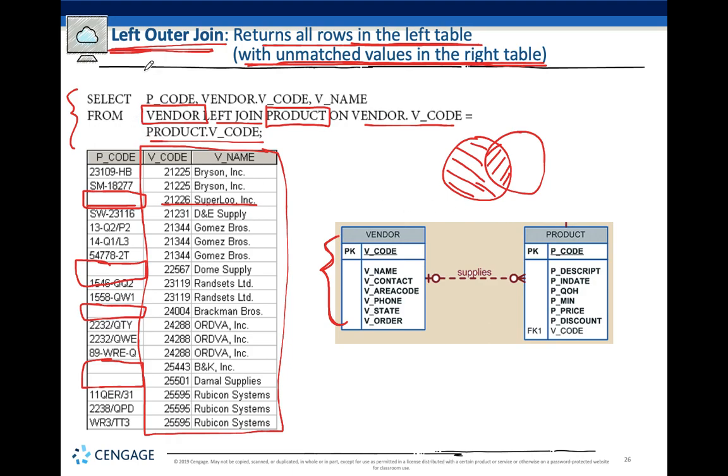And what is left and right? Well, left is simply the table that you put first in the SQL query. Right is simply the table that you put on the right side, the second table in the SQL query. So that's left outer join. Now you can imagine what a right outer join would be. It's the complete flip side of the left outer join.